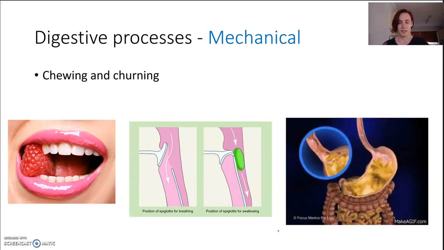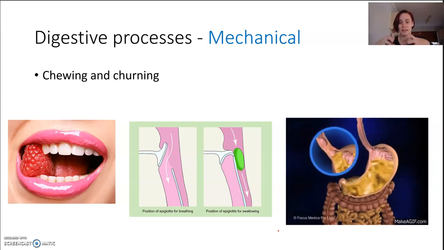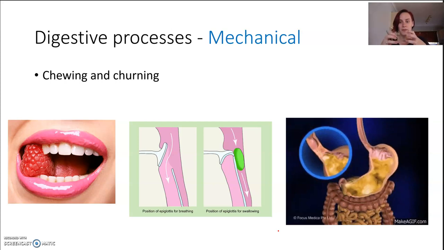Once the food gets into the stomach, it does that physical churning. The stomach is extremely muscular, and it moves the food around and mixes it up with the stomach acid, and it's now called chyme.